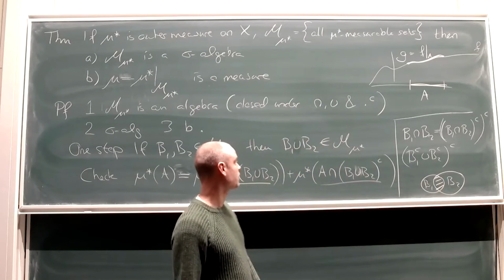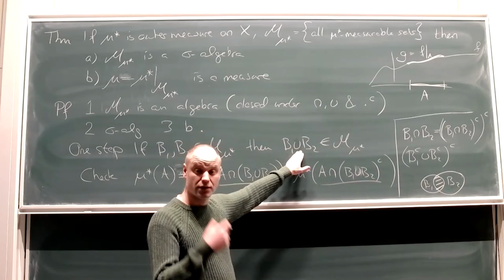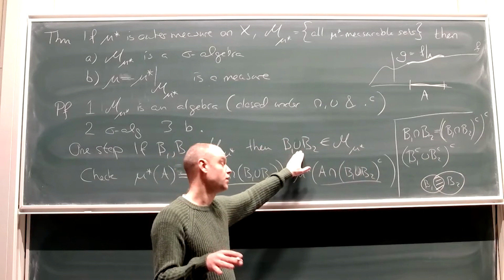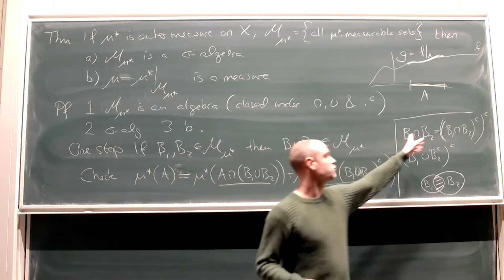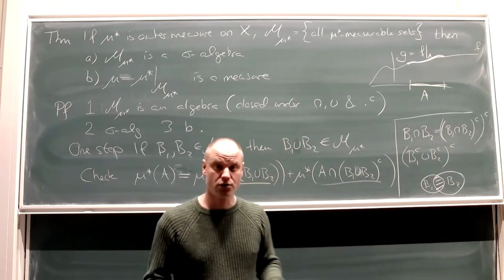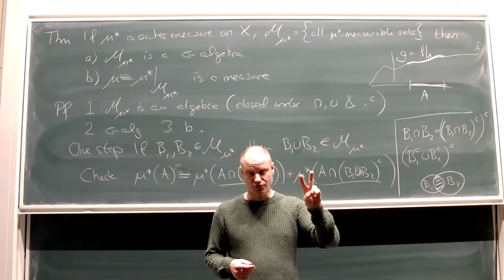Okay. So if you just look at the definition of what it means to be mu measurable, you can always take complements. So if you can take complements and unions, then this computation tells you that you're also allowed to take intersections. Okay, so now we've proved that we can take the intersection of two.